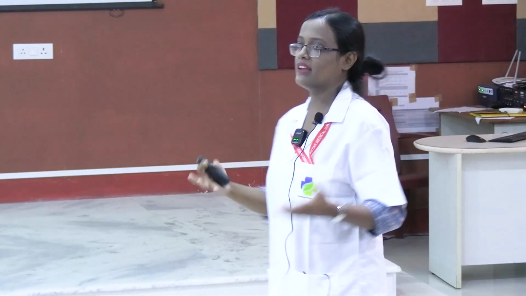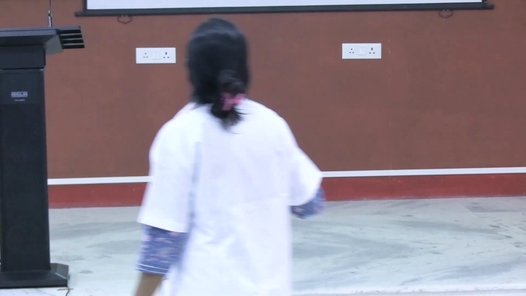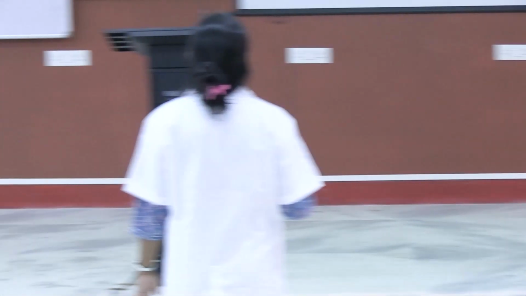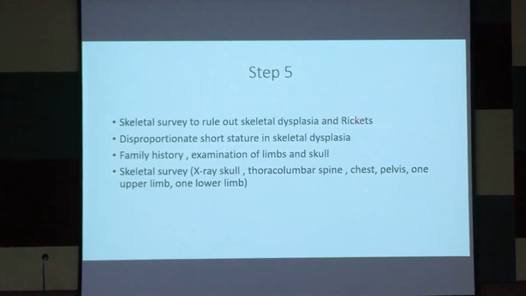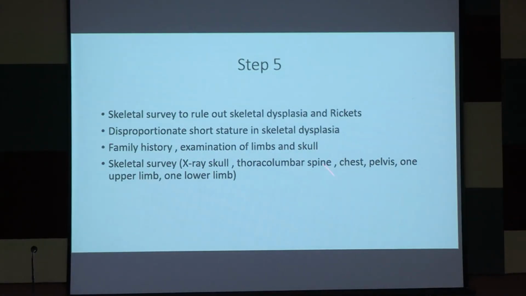Skeletal survey. Skeletal survey is done in what situation? When we suspect a bony abnormality, like skeletal dysplasia. What do we do when there is disproportionate short stature? We get the history, whether there was any family history or not. We thoroughly examine the limbs for any abnormality. A series of X-rays is done. In skeletal dysplasia, there are many abnormalities, so we have to do all these X-rays in a suspected case.